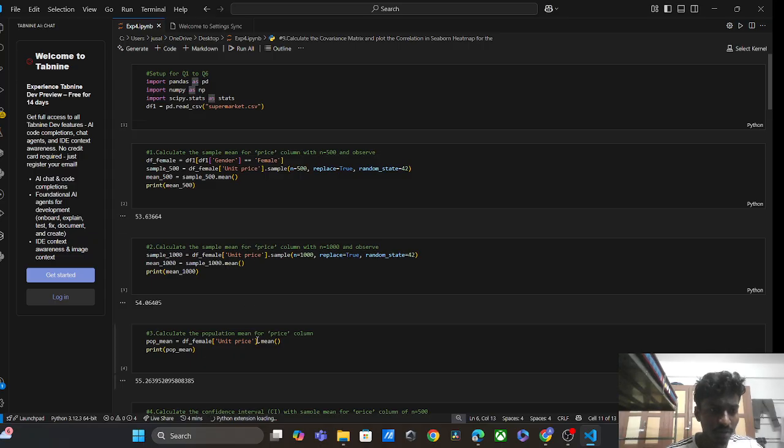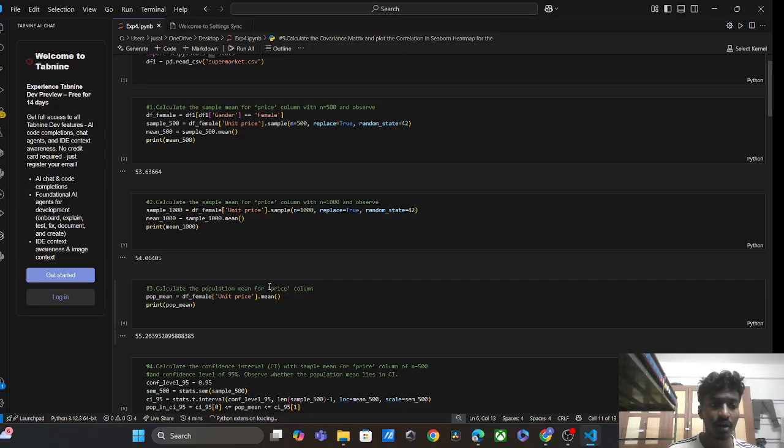Then for the third one, sampling helps us understand how the mean changes with sample size. The larger the sample, the closer we get to the true mean. Then in question three, we find the population mean, that is simply the mean of the entire data set for females. This serves as a reference for comparison.